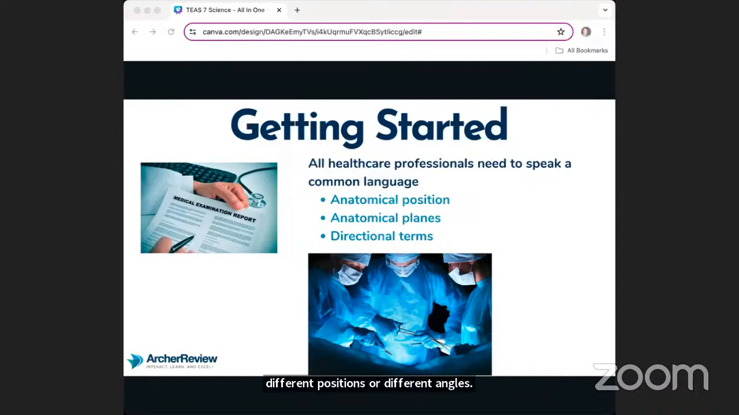So everybody has to have a common language that they need to be able to speak and understand so that the patient gets the best care. So today we're going to talk about anatomical position, anatomical planes, and directional terms, all a part of that common language.